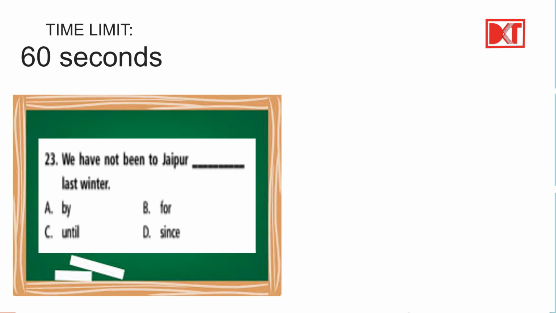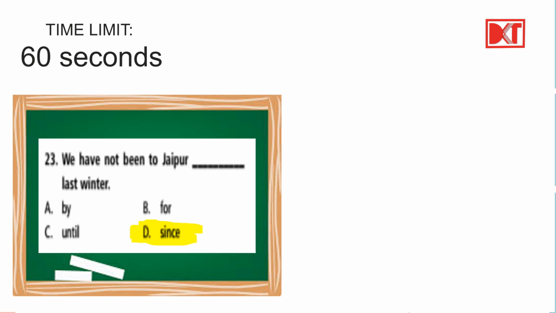Alright, now next. We have not been to Jaipur, dash, last winter. By last winter, for last winter, until last winter, or since last winter. Pretty easy. Here the correct answer is D, since last winter. Why since? Because since is used when we have to talk about a duration starting from a certain point in the past and ranging till now. So, since last winter. Okay.